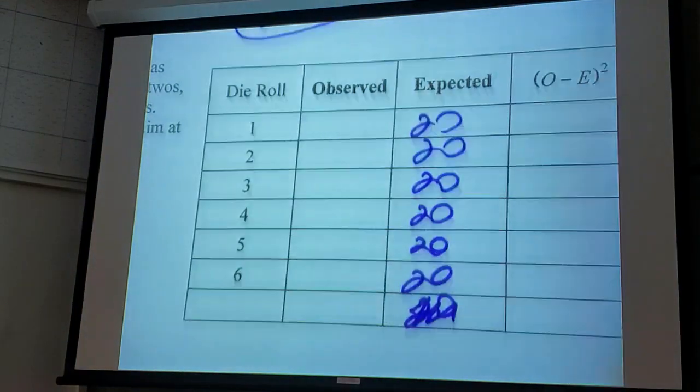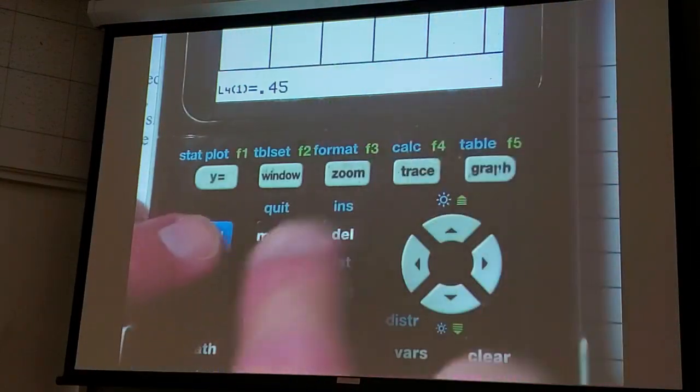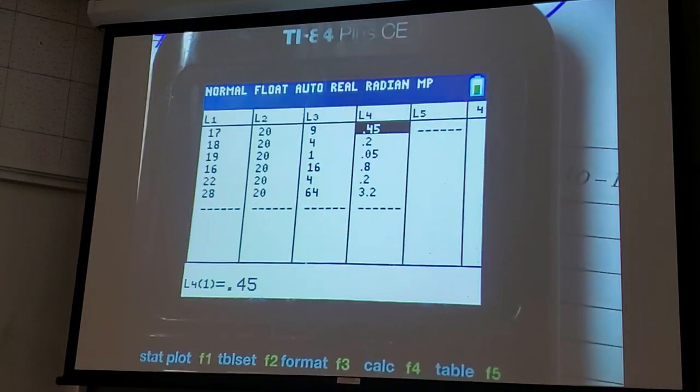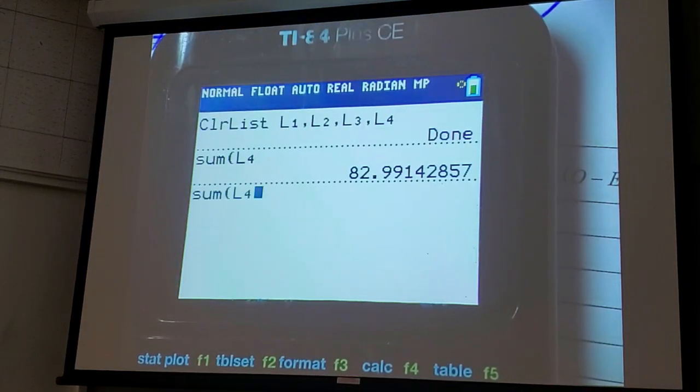All right, so I'm not going to fill all this in. So now I could just add up all the stuff on my L4, and I could do that very quickly like that. 4.9?